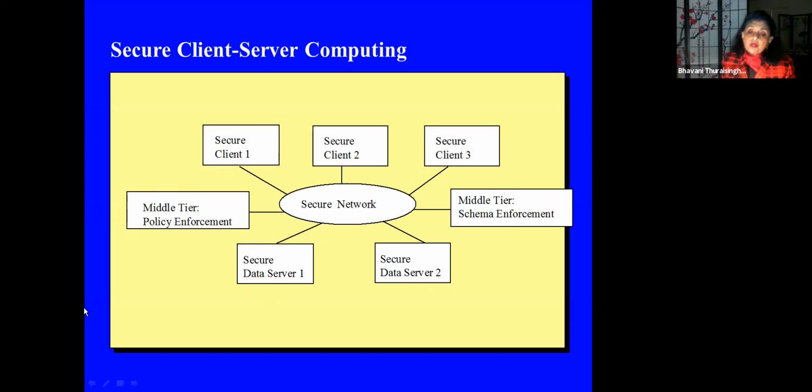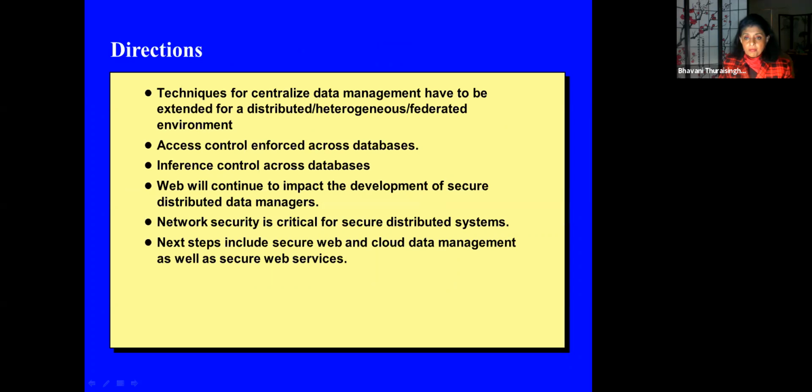So instead of putting a lot of burden on the clients or maybe even on the servers, you have got the middle tier, which is performing specific functions like schema enforcement or schema integration. So it's actually schema integration and policy enforcement. Okay, that's secure client server computing.